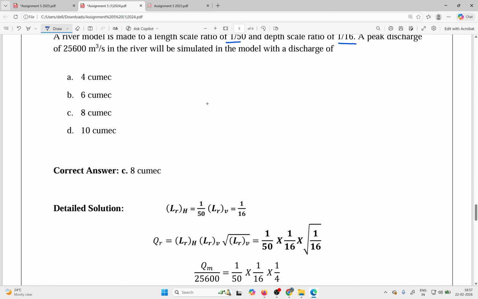Discharge is area into velocity. So what is area? Area is the cross-sectional area, remember please. So here you have the depth and width. For the length you are using the horizontal, so area is L into B, length into width. But not length, this is depth. So LR for vertical and LR for horizontal.